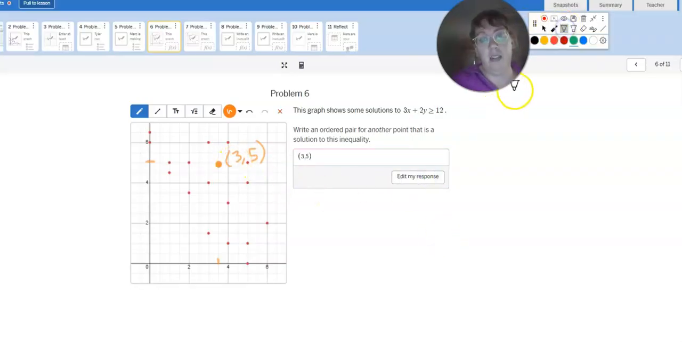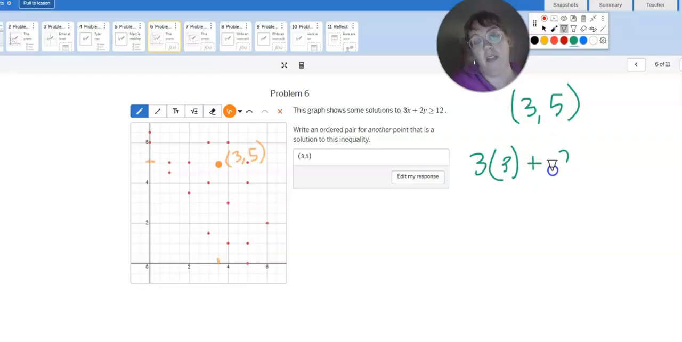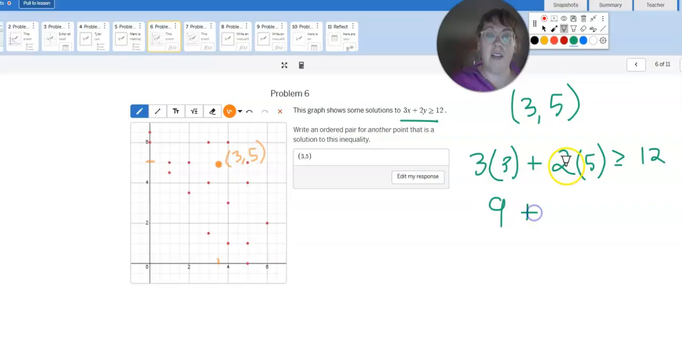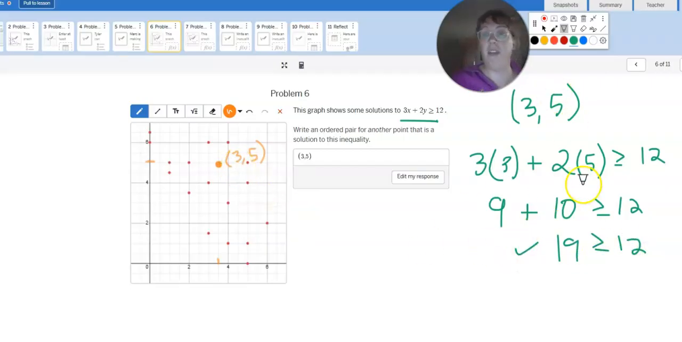And if we plugged in 3 comma 5, that's telling us that x is 3. So we do 3 times 3 plus 2 times our y, which is 5, and we're wondering if that's bigger than or equal to 12. 3 times 3 is 9, plus 2 times 5, which is 10, and of course 9 plus 10 is 19, which is greater. So yeah, it does work. It fits in the graph, and we can also test that point using our inequality to make sure that it makes a true statement. Beautiful.